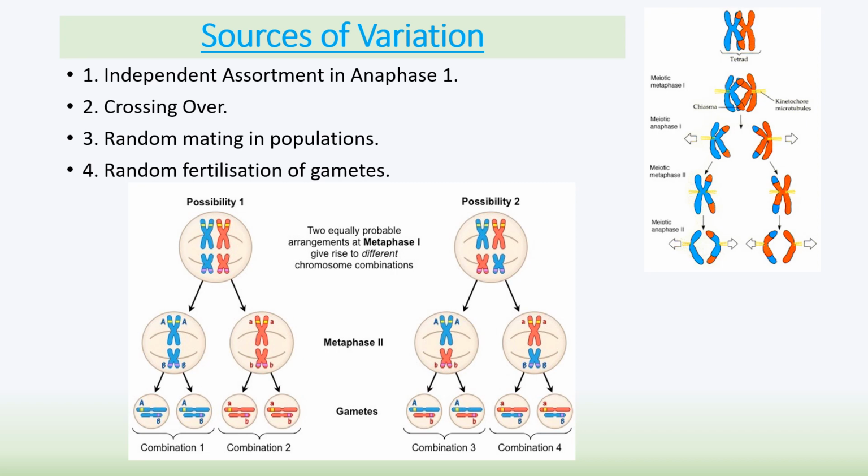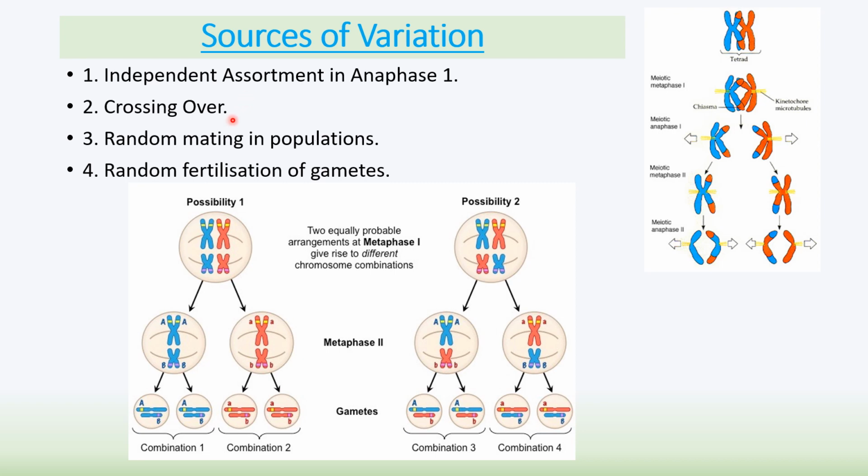So as I said earlier on, we have independent assortment in anaphase 1. So when the chromosomes have aligned, the chromosomes are then pulled apart, and which way around they were depends on which direction they go. Crossing over happens in prophase, and that again means alleles are exchanged. The same genes in all chromosomes, but different alleles are exchanged.